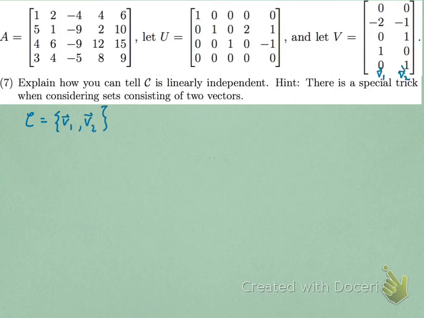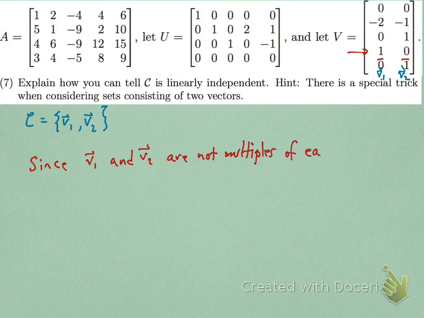All right, so now let's keep considering this set C, which is V1, V2. How can you tell that C is linearly independent? Well, if you have a set with two vectors in it, and those vectors are non-zero, as long as they're not multiples of each other, the set is going to be linearly independent. And so you can look, say, in this fourth entry and see that they're not multiples of each other, and so the set is linearly independent.